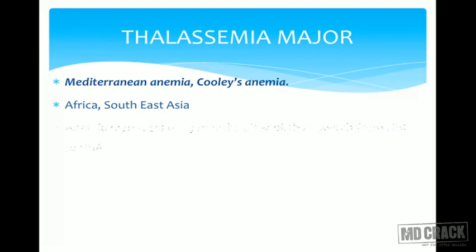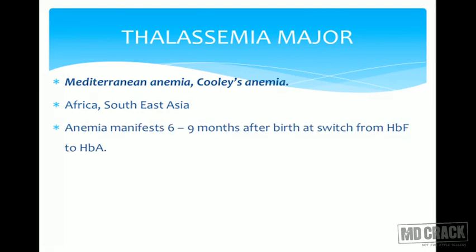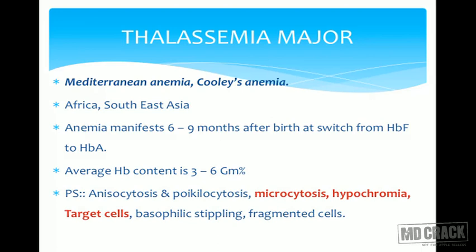Remember, beta thalassemia major is also called Mediterranean anemia, or we also call it Cooley's anemia. It is very common, and high incidence is there in the African countries and even Southeast Asia. Anemia will manifest only after 6 to 9 months. Why? Because hemoglobin F protects in the initial stages. After birth, when hemoglobin F switches to hemoglobin A at 6 to 9 months, only then the patient will manifest with signs and symptoms. These patients will have hemoglobin of 3 to 6 gram percent if not treated.